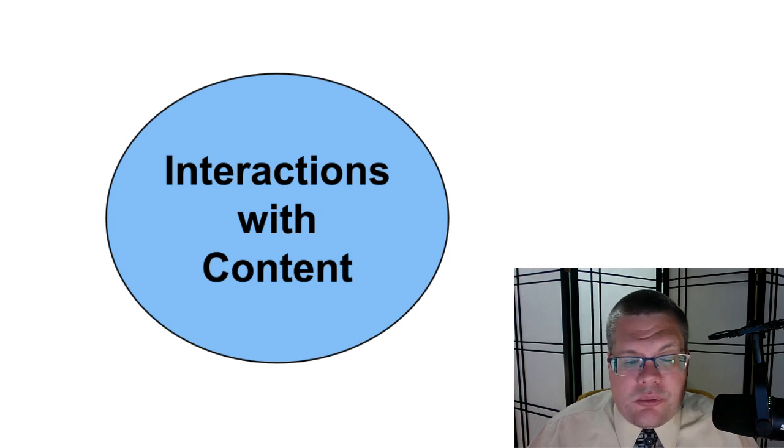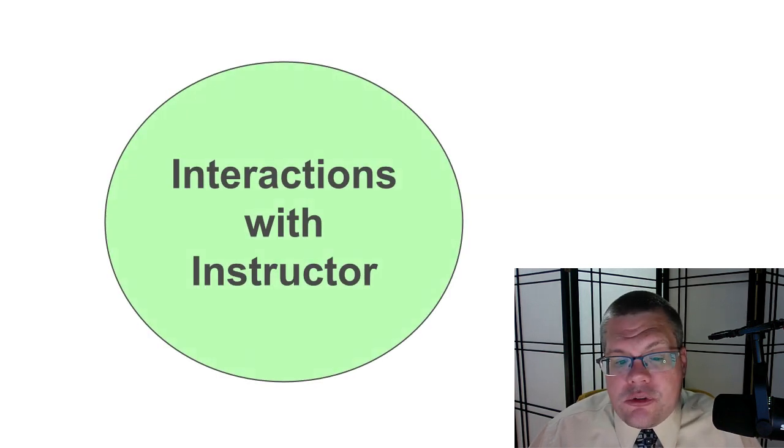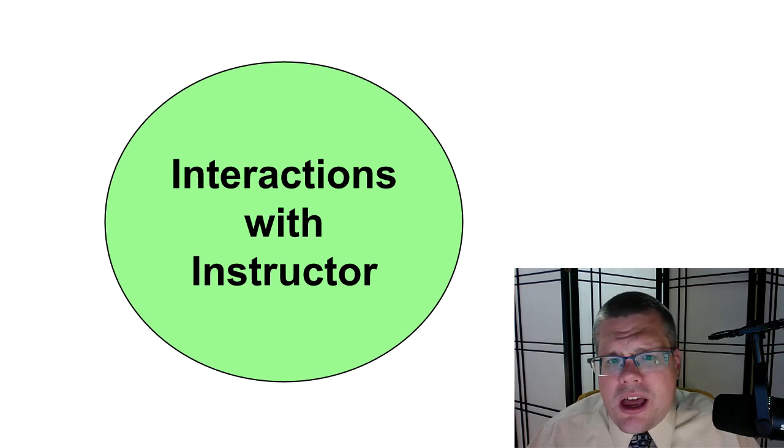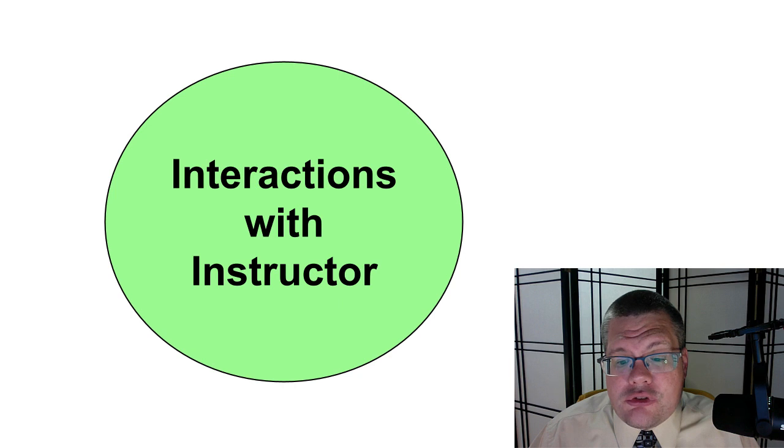Let's talk about interactions with the instructor. So interactions between student and instructor are the second major type of interactions defined by Swan. There's a lot of clear research that links student perception with regard to the amount of interactivity they have with their instructor with how they perceive their learning and the quality of the instruction they're receiving.